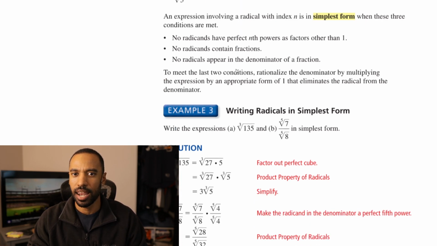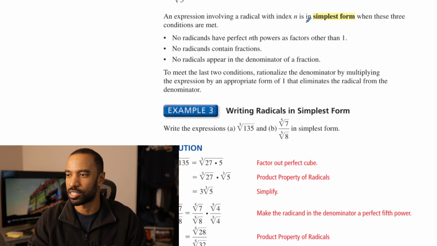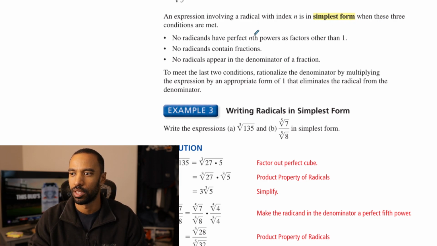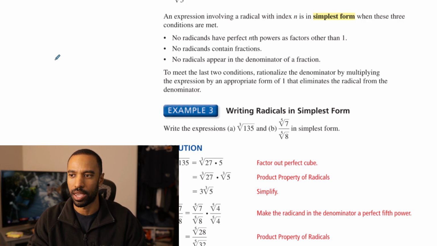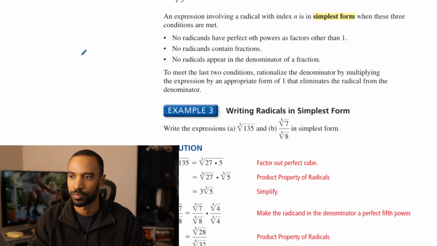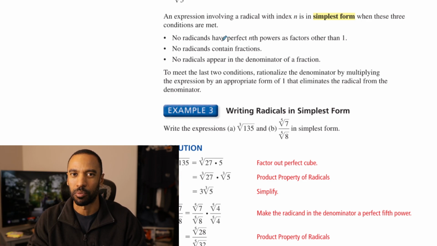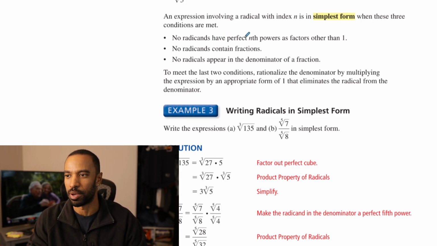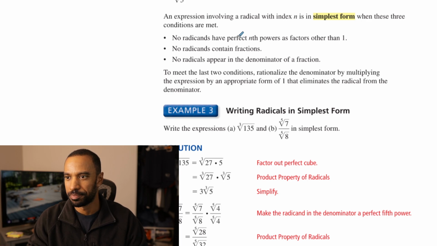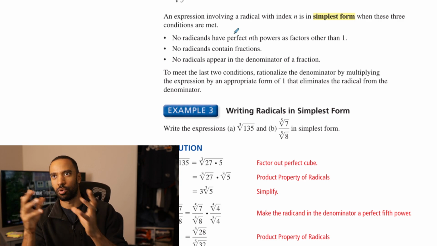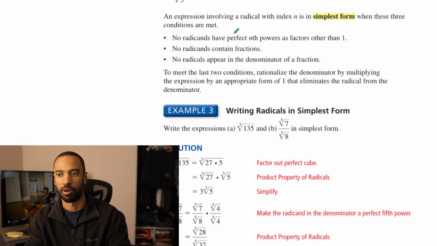All right, next set. An expression involving a radical with index n is in simplest form when these three conditions are met. No radicands have perfect nth powers as factors other than 1. That's a way of saying that you have fully taken everything out of the radical that you could have, all perfect powers.